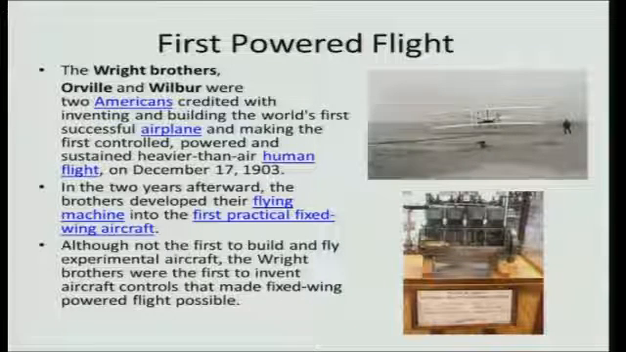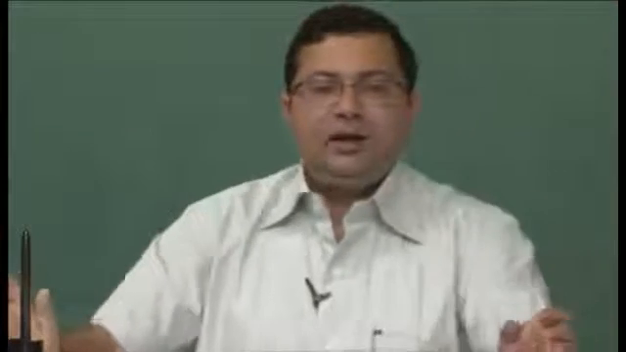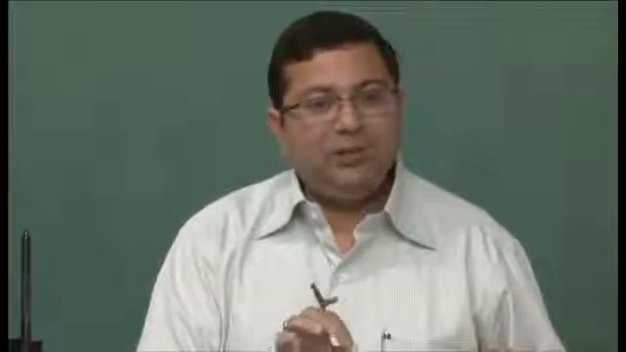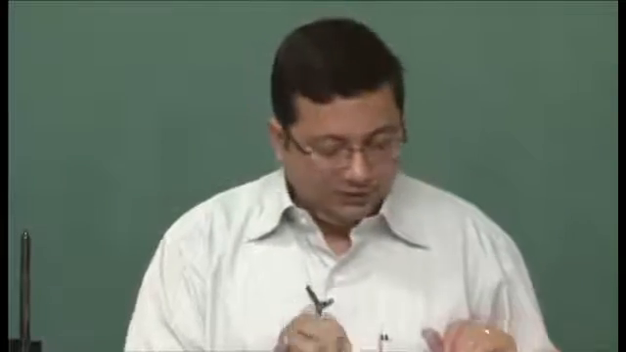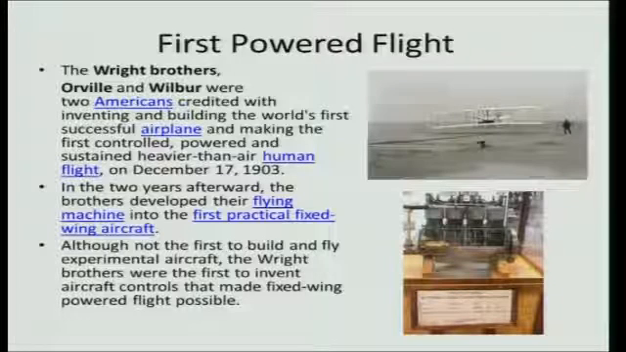So, the first practical aircraft was also developed by the Wright brothers, although they were not the first to build and fly experimental aircraft. That had been happening before that also, but they were the first to invent aircraft control systems, and without the control systems these vehicles were not flight worthy, they were not stable. So, people had flown, unstable flights were possible even before that, but the first stable sustained flight was made possible because of the control system that was developed by the Wright brothers. Okay. So, therefore, we essentially call them the father of flight.